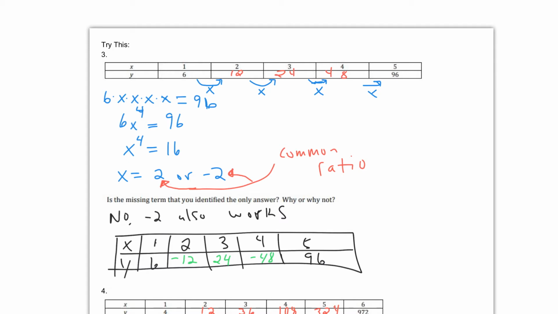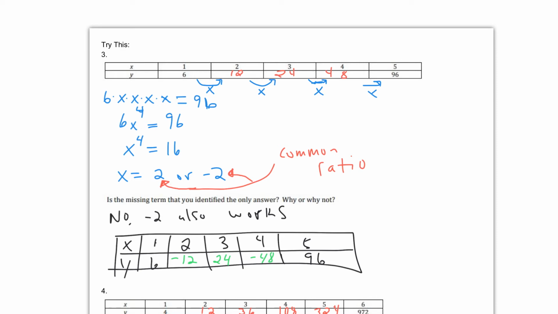And so if we use negative 2, notice we've got 6 times negative 2, which is negative 12. The 24 stays positive, since negative 12 times negative 2 is 24. 24 times negative 2 will give us negative 48. And then negative 48 times negative 2 will still give us that positive 96. So notice the two that are changing are the negative 12 and the negative 48 from the positive ones above.